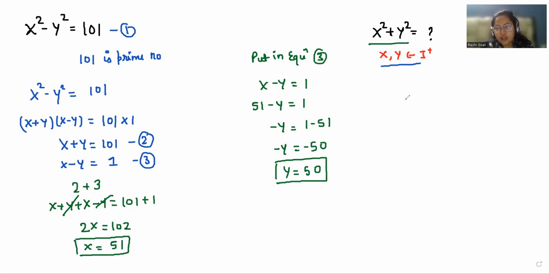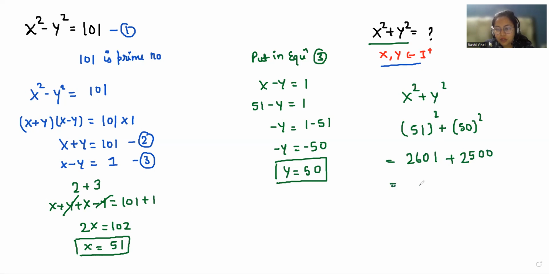Now we have to find out the value of x square plus y square. So x is 51, 51 square plus y is 50, 50 square. 51 square is 2601 and 50 square is 2500. When we add both these terms, we get 5101.